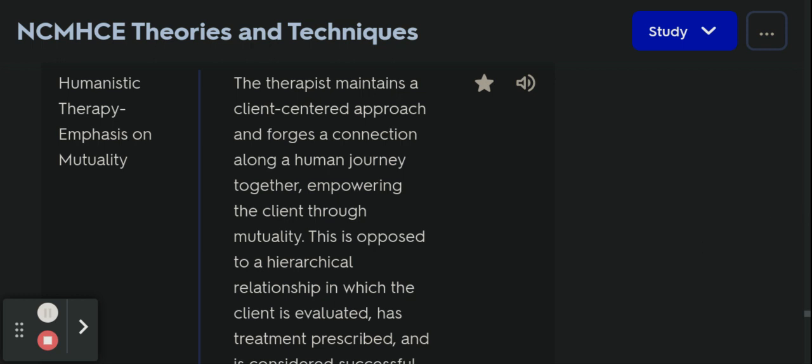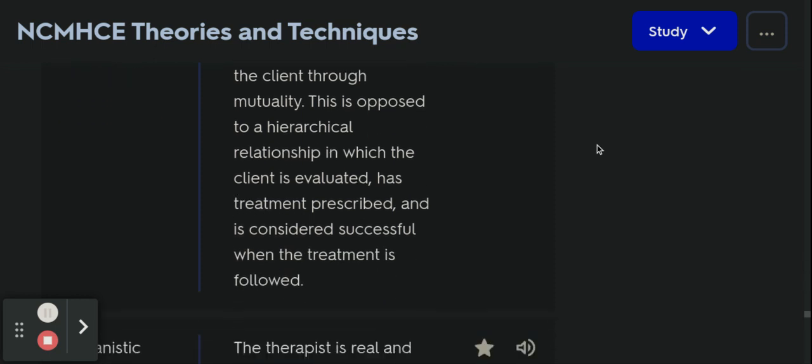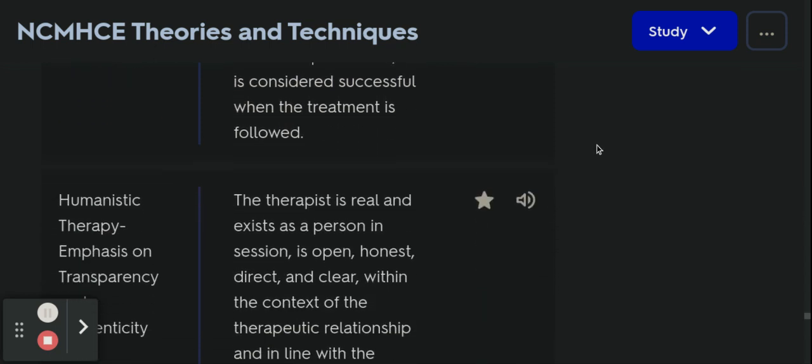Humanistic therapy emphasis on functionality. The therapist maintains a client-centered approach and forges a connection along a human journey together. Empowering the client through mutuality. This is in contrast to a hierarchical relationship in which the client is evaluated, has treatment prescribed, and is considered successful in the treatment as follows.